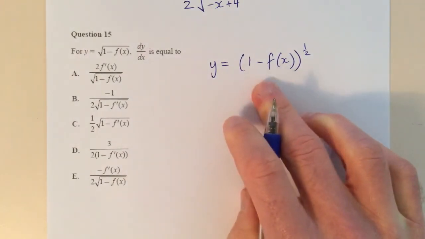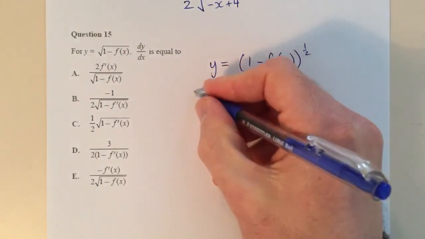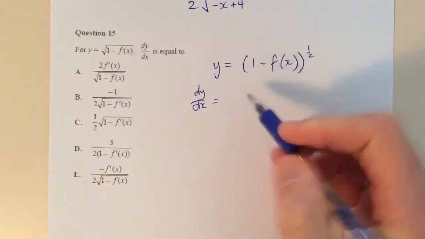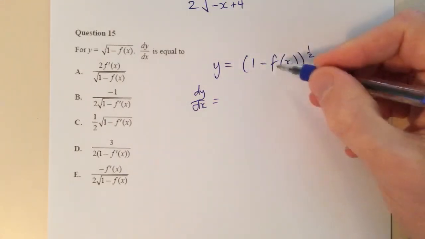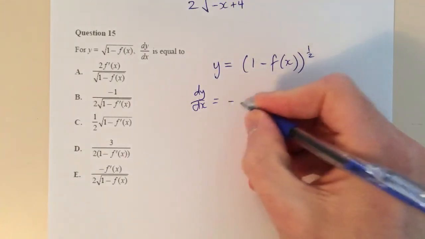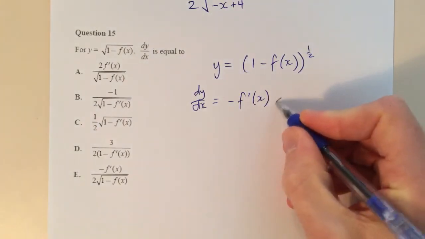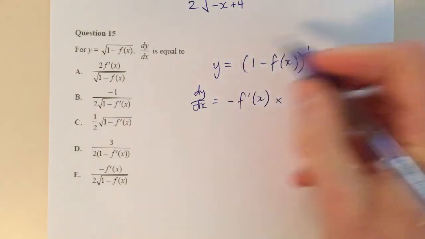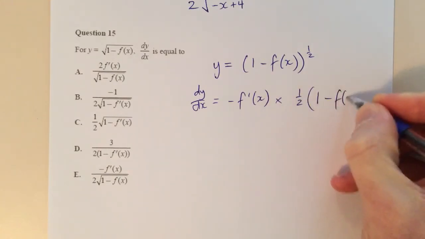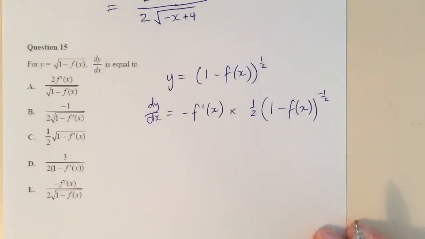And again, this form, even though it looks a bit funny, we can apply the chain rule to. We can say that dy dx equals, now the derivative of what's inside the bracket, the derivative of 1 is 0, but the derivative of negative f of x would be negative f dash of x, so there's our derivative of the inside, times differentiating the outside of the bracket, which gives you a half times 1 minus f of x to the power of negative a half when we subtract 1 from the power.